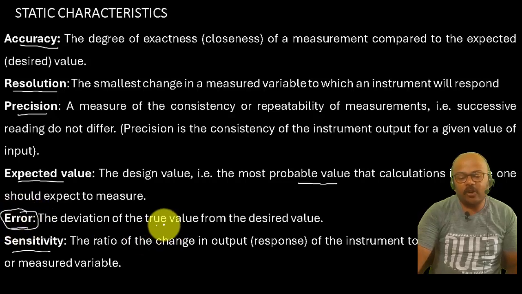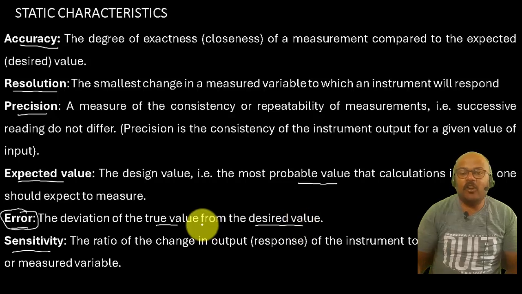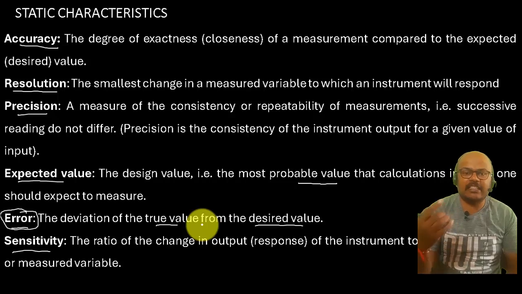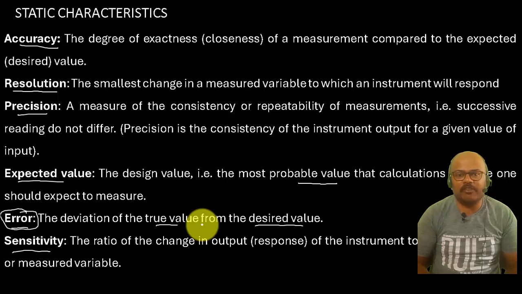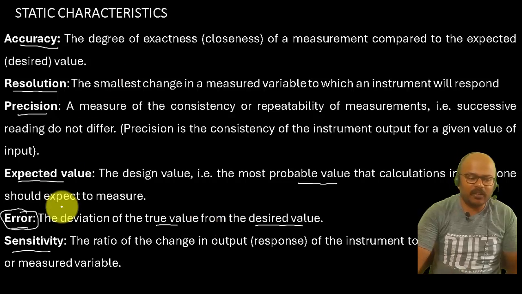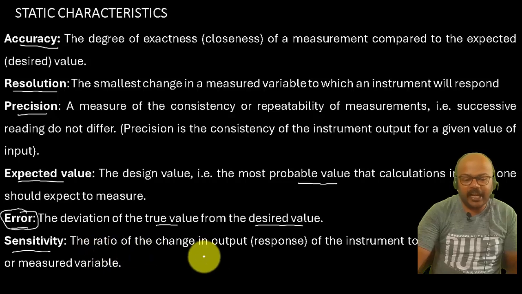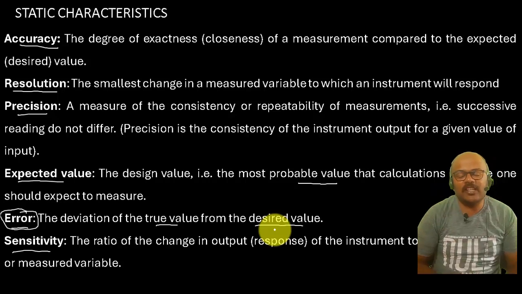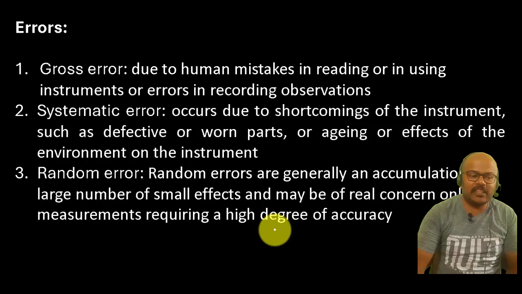And error, how are we going to define it? See, it is the deviation of the true value from the desired value or the measured value. Error can be positive, negative, or even zero also. How are we going to define the error? In instrumentation you are going to define it in one way, in digital electronics in another way, in signals and systems in another way. In some textbooks error is defined as true value minus measured value. In some cases error is defined as measured value minus true value. And in the case of sensitivity, it is the ratio of change in output of the instrument to the change in the input. That's how sensitivity is defined. So these things we have discussed in the previous video.